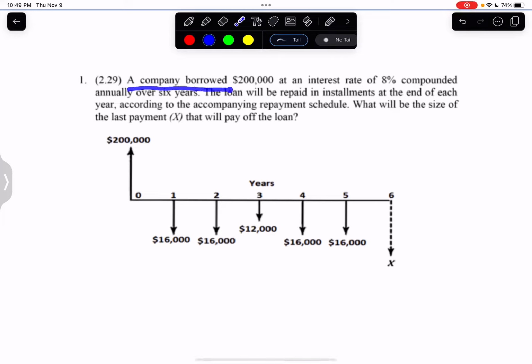So a company borrowed $200,000 at an interest rate of 8%, compounded annually over 6 years. The loan will be repaid in installments at the end of each year. According to the company repayment schedule, what will be the size of the last payment, X?